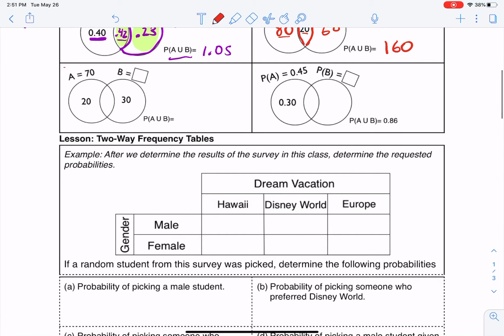Okay, so for this one here, I know that set A is 70, so 20 plus 50 gives me 70. Set B is what is then in this intersection and in just B, so that would be 80. And now the union of those two, we don't really need the probability, is 70 plus 30, or 100.